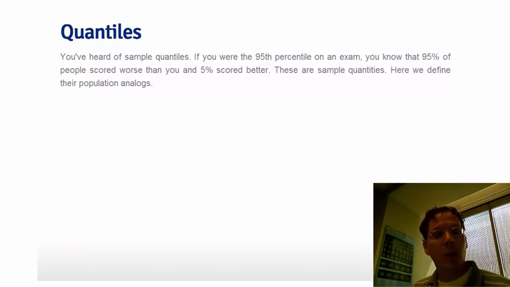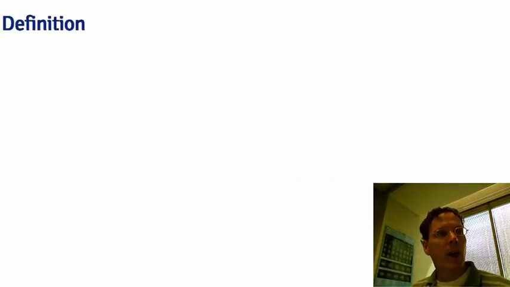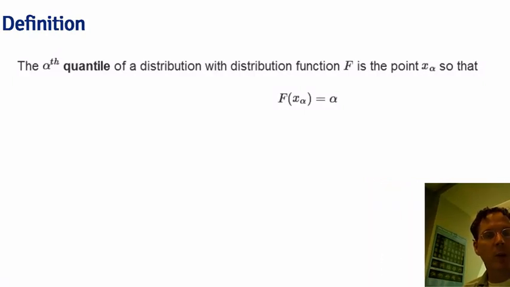So remember, in the sample quantile, if you wanted to find the 95th percentile or the 0.95th quantile, what you would do is line the observations up from least to greatest, and you would find the exam score or the point such that 95% of the observations lie below it. The alpha-th quantile of a distribution with distribution function F is the point x sub alpha such that F of x sub alpha equals alpha. That's quite a tongue twister, so let's see if we can draw a picture.